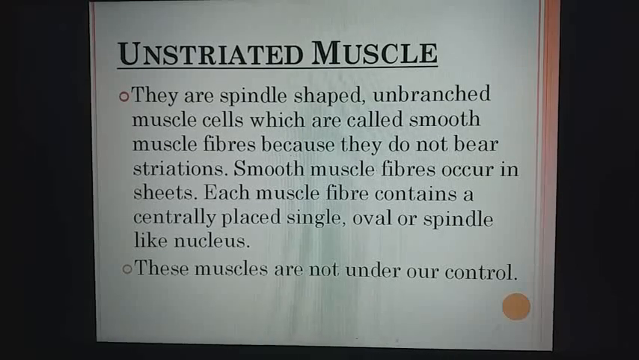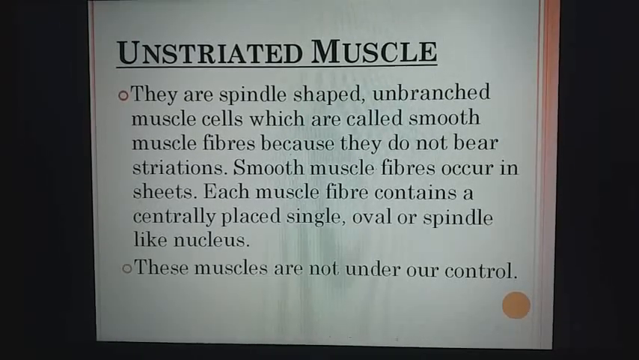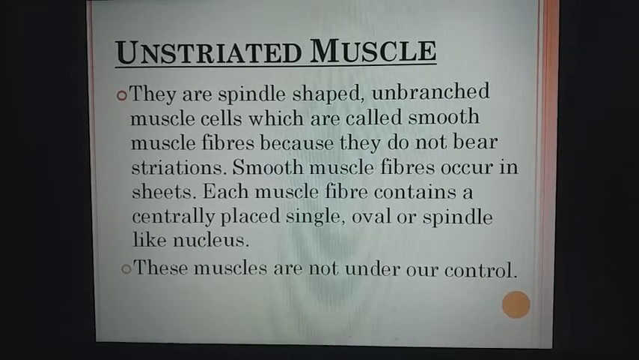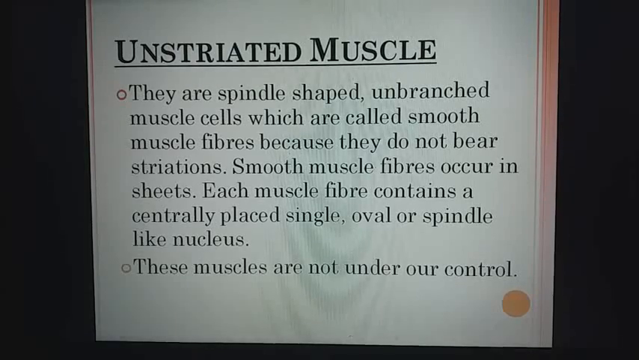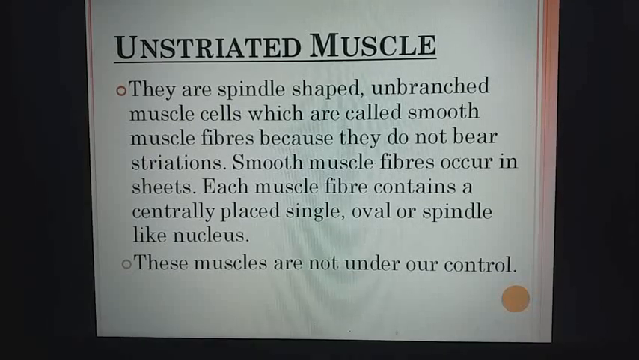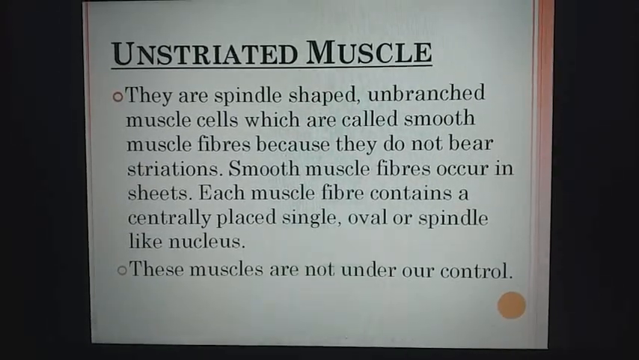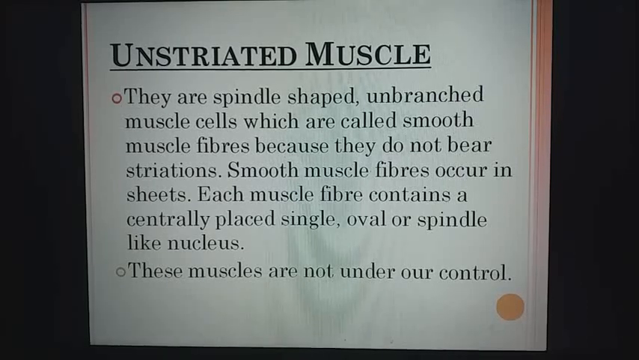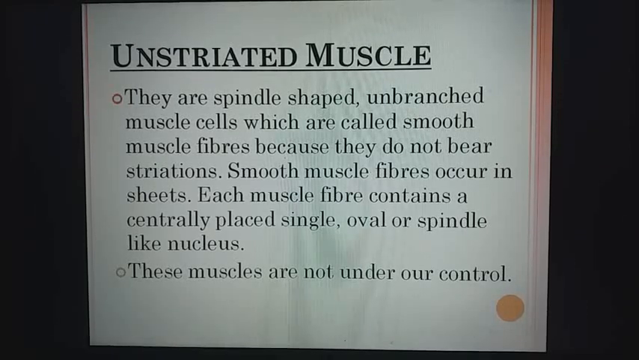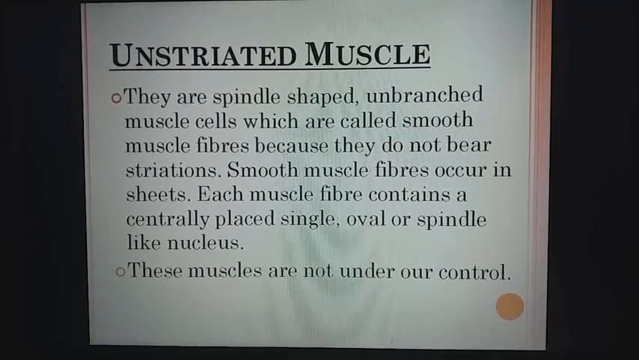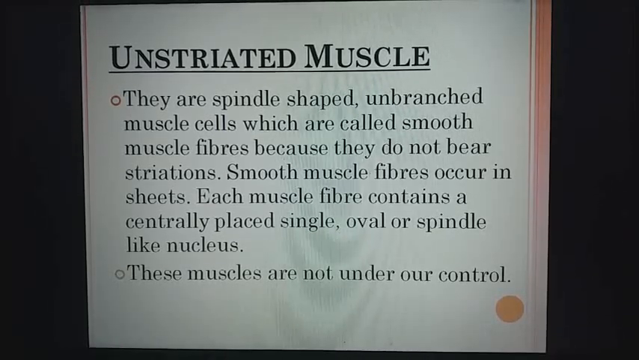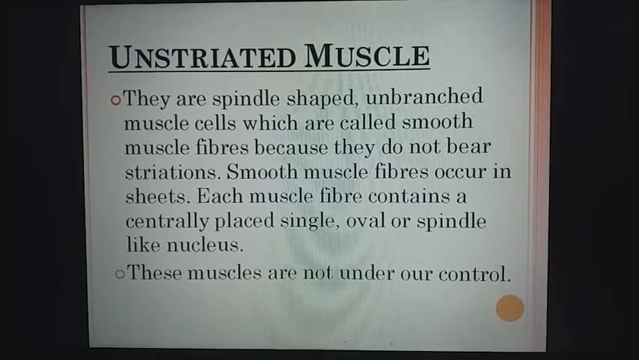Now unstriated muscle. Unstriated muscles are spindle shaped, unbranched muscle cells. These are also called the smooth muscle fiber because they do not bear any striation. So we can say that the unstriated because it is not having any alternate light or dark band. Smooth muscle fiber occur in sheet. It occurs in the form of the sheet, and each muscle fiber contains a centrally placed single, oval or spindle shaped nucleus. These muscles are not under our control. That's why it is also known as the involuntary muscle. Okay. So don't get confused if it is being asked.